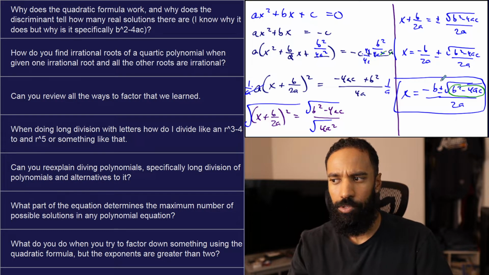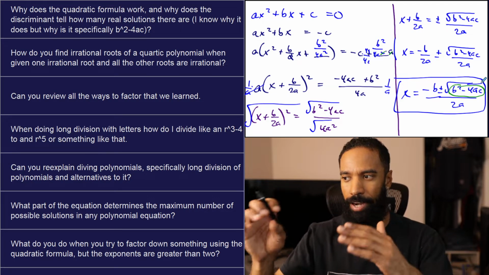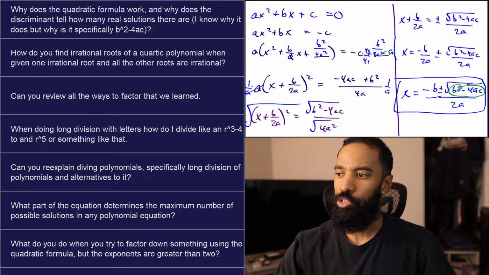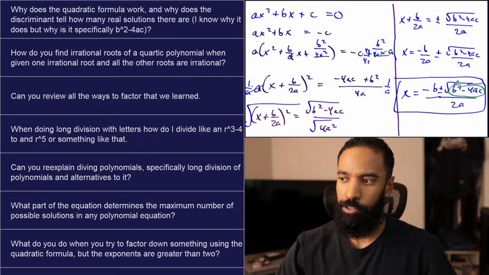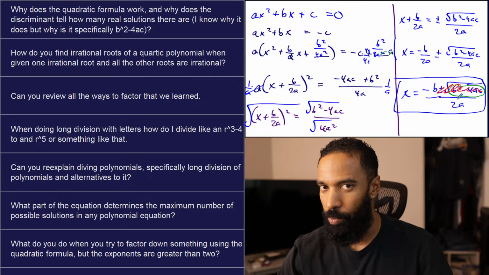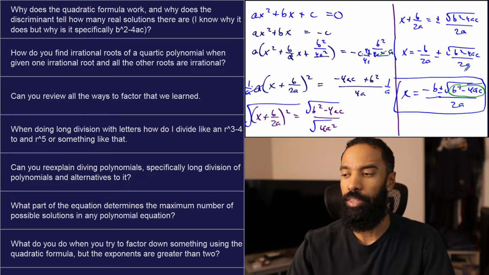Yeah, if it's positive, you take the square root of a positive number, you get a positive number. Rational, irrational, you're adding or subtracting a positive number, you get real solutions. If it's 0, the square root of 0 is 0, and adding or subtracting 0 means you're not adding or subtracting anything. Your only answer is negative b over 2a. And if it's negative, you're taking the square root of a negative number. You get i's, that's why they're complex.